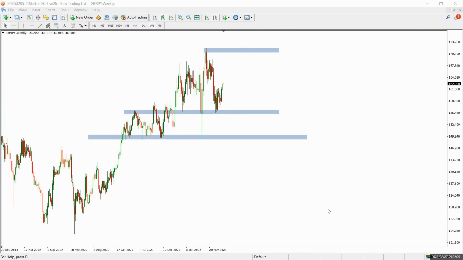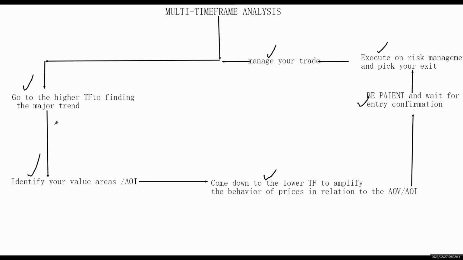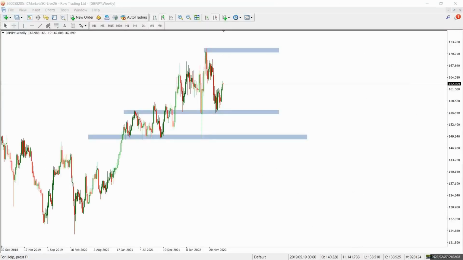I want you guys to see for yourself. The next thing, after I've identified my value area, is the point where I come back to this lower time frame right here and analyze the behavior of price in relation to the area of value. So let's go back to the chart. What area of value do I have as the most recent area of value? It's definitely this area. And what is the behavior of price at this area of value?